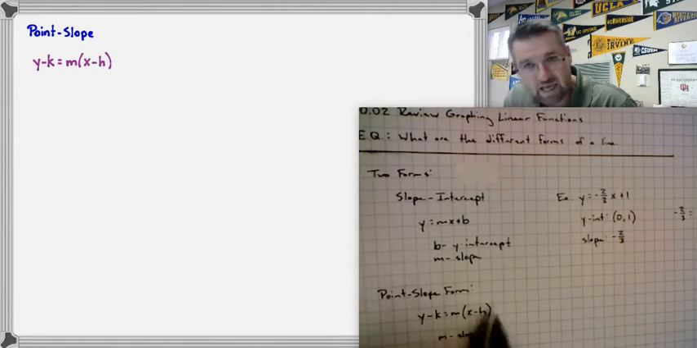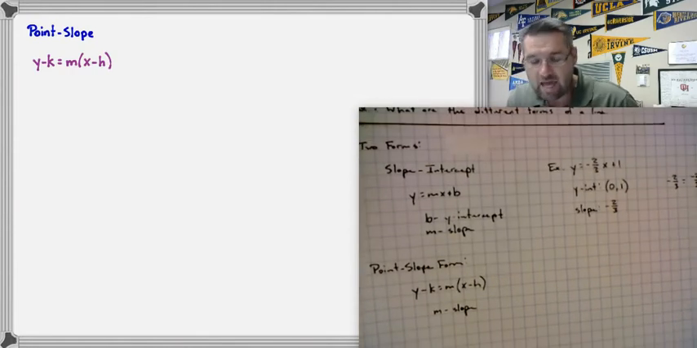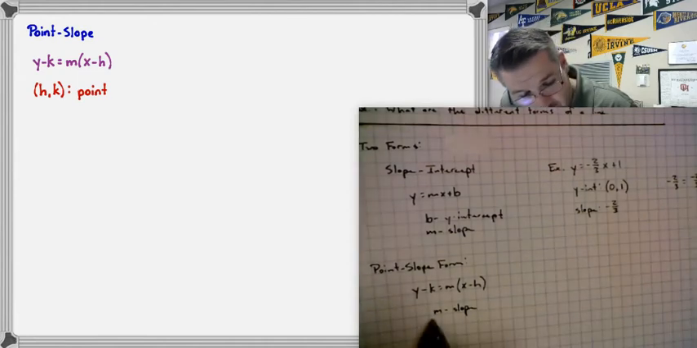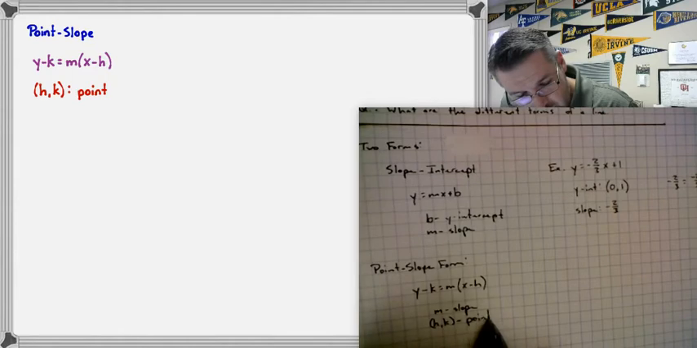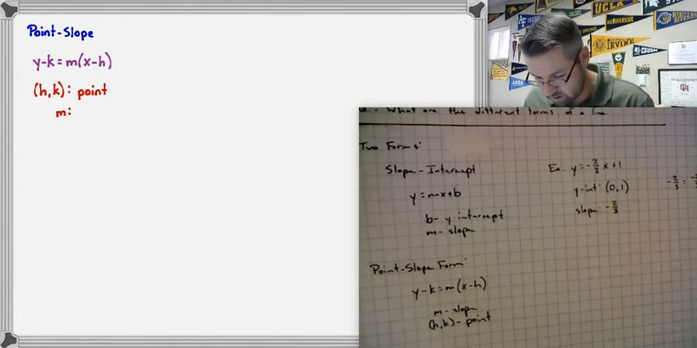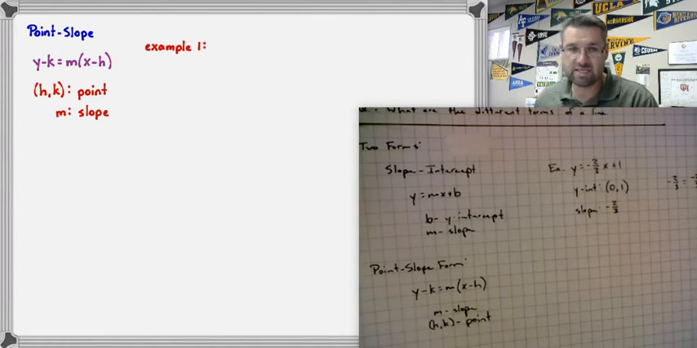And then we know that the slope is still m. Well, what is the k and the h? The k and the h are actually a point on the graph. So I'm going to write that down. H comma k is a point. Now it's really easy to identify the point. Watch this. Here's an example. So m is a slope. Here's an example of this.